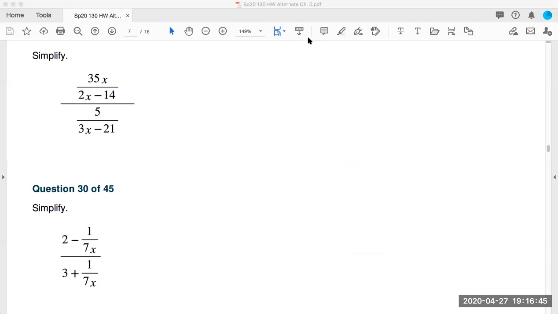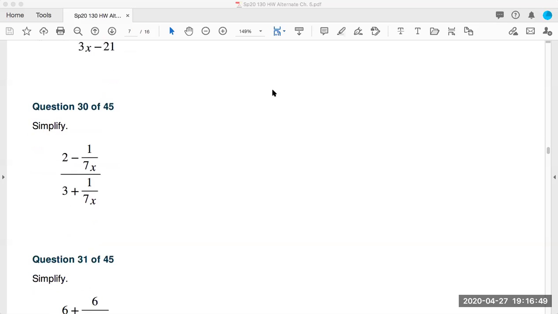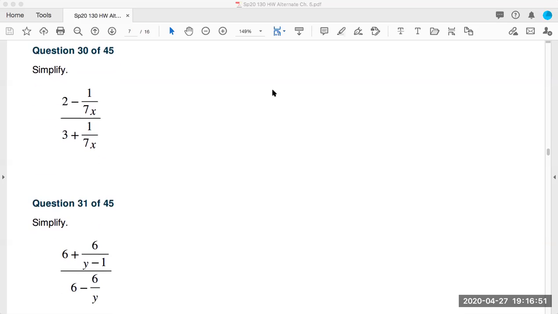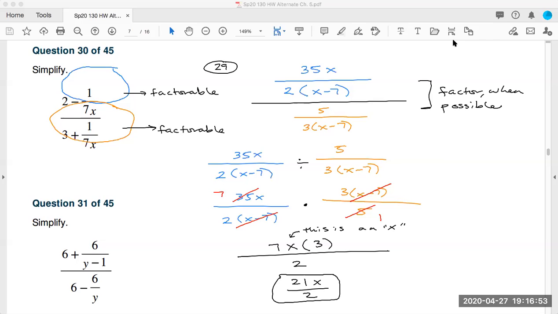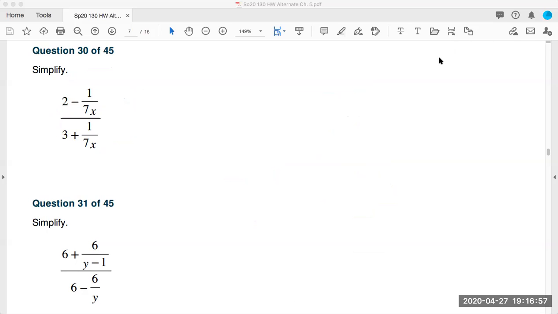Now for number 30, I'm actually going to start with a common misconception. Let me actually do this in red. Oh, shoot, nope, that's not what I wanted to do. Okay, there we go. So number 30, we'll put don't.